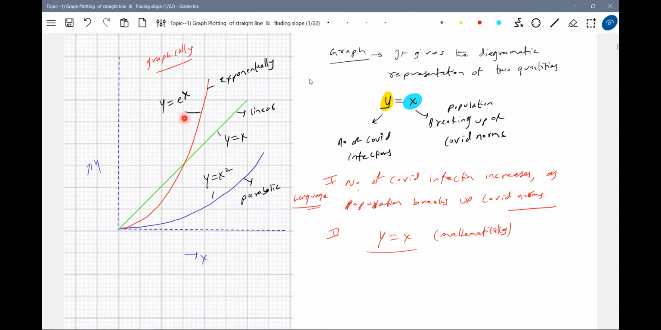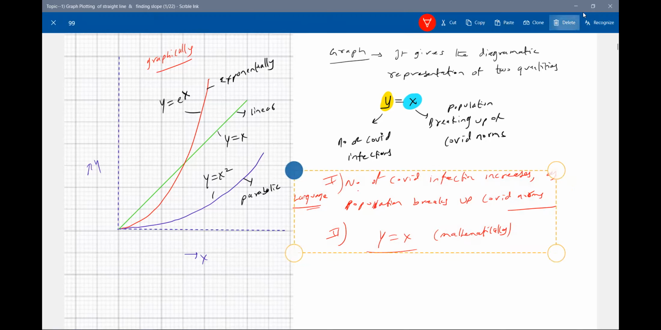The red curve, how do you write it literally? Number of COVID infections are increasing exponentially. This green one, you say number of COVID infections are increasing linearly. Number of COVID infections with population breaking norms are increasing parabolically. That is what you are going to write here. Mathematically, you just say y equal to e to the power of x. So this is the thing. Now all three curves, let me show it.